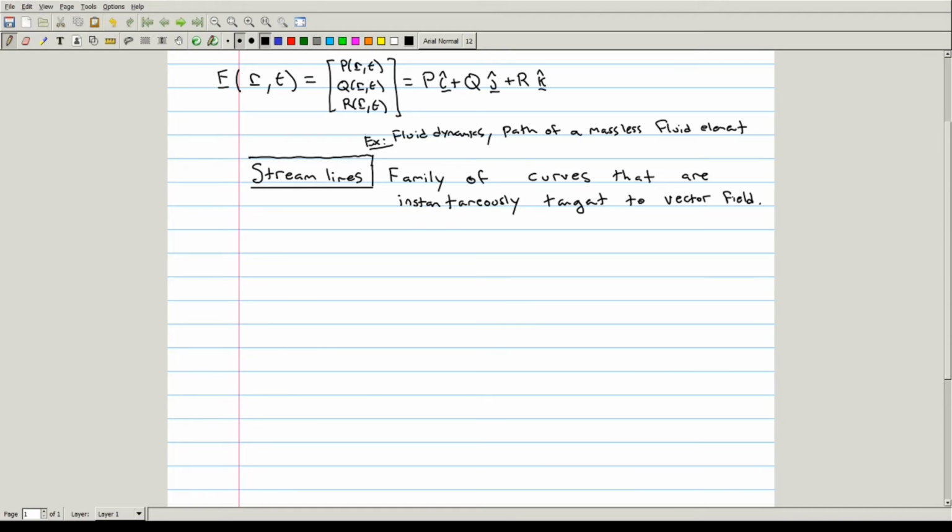And this is the first real thing that we want to think of when we think of exactly how we would visualize a vector field and the behavior of a vector field in 2D or in 3D.